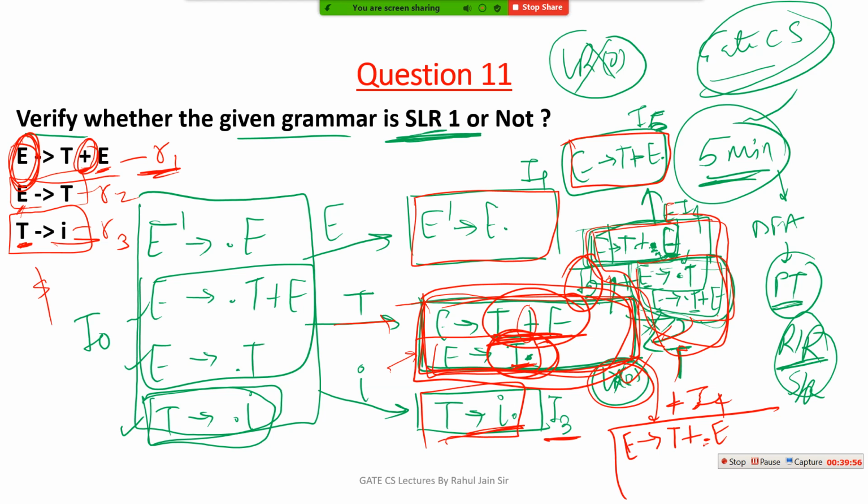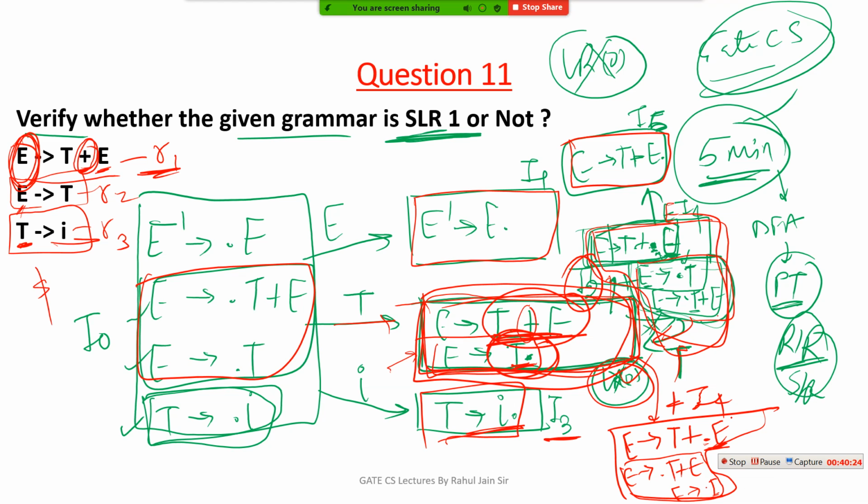Now as this dot is on the left hand side of E, I need to write these two equations again: E derives dot T plus E and E derives dot T. You can't say that I need to write these transitions separately, because they come here with the closure property of these rules. So these are my entries in I4.